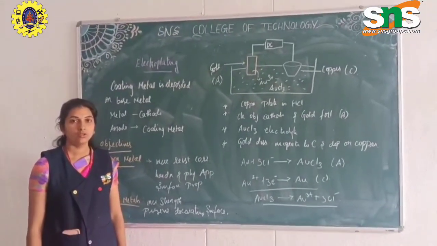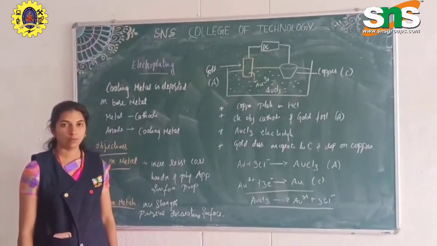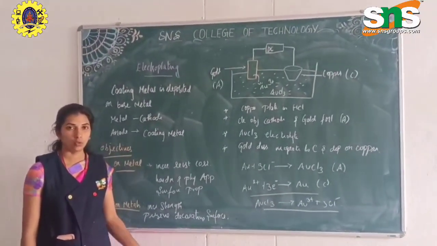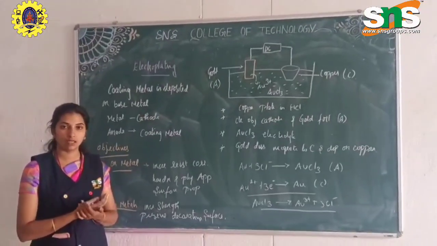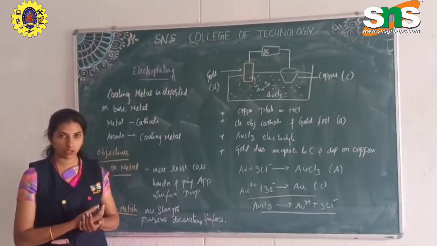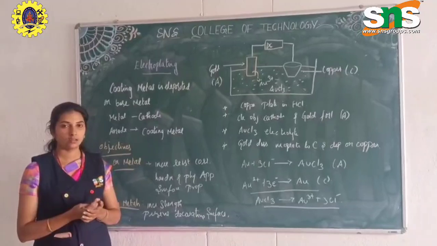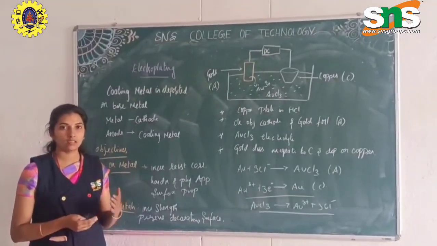Chemistry. Today I am going to talk about the topic of coatings. There are three types of coatings. One is the inorganic coatings and another is the organic coatings. Inorganic coatings are classified into metallic coatings and non-metallic coatings.